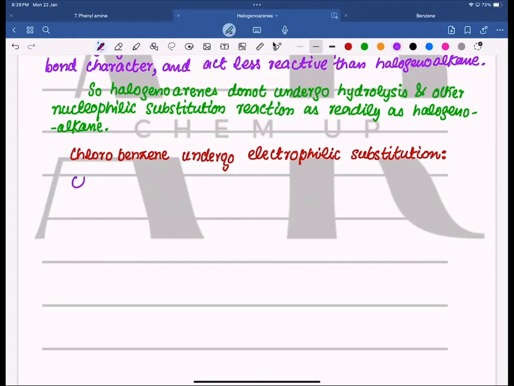So as we know, chlorine has lone pairs, right? Because it's in group 7, it makes one bond, so it has 3 lone pairs with it. So the chlorine atom bonded to benzene has lone pairs of electrons.